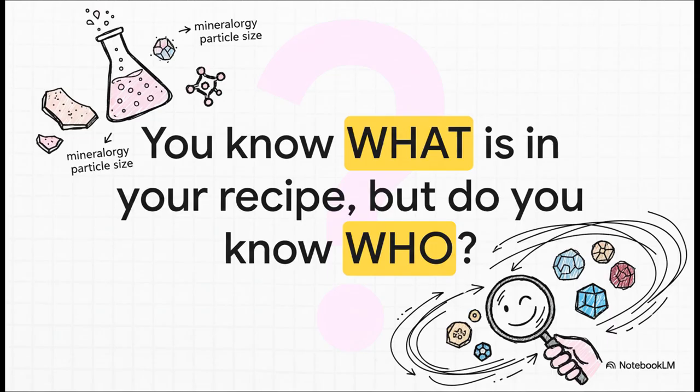So, it all boils down to this one question. Looking at that chemical analysis tells you what is in your recipe. But to truly control your process and make a consistent, reliable product, you've got to go deeper. You have to understand the whole story. You have to know who your ingredients truly are.